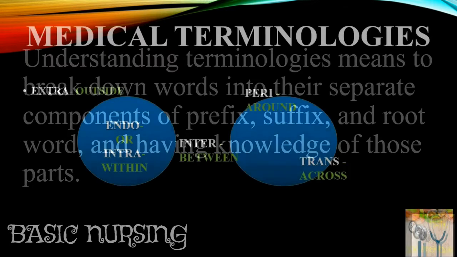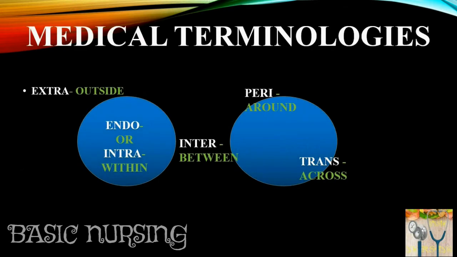Examples of medical terminologies used here. We have extra, meaning outside. That is outside the circle. And endo or intra means within the circle. We also have inter, meaning between. Example is intercellular. Inter, between, cellular, cells.